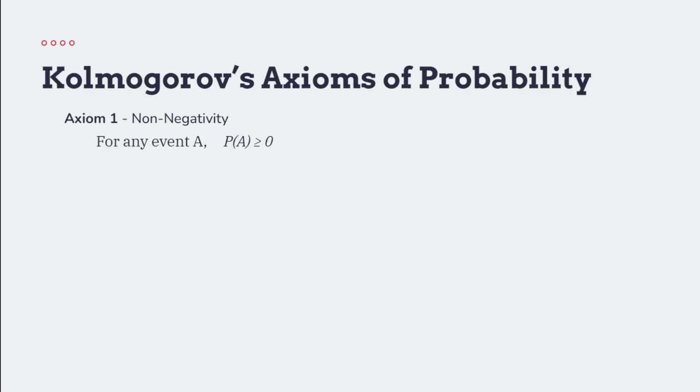Probability is meant to describe likelihood. A negative likelihood simply doesn't make sense. You cannot be less than impossible. This axiom lays the foundation for everything that follows. It ensures that probability behaves like a sensible measure of size or weight assigned to events.